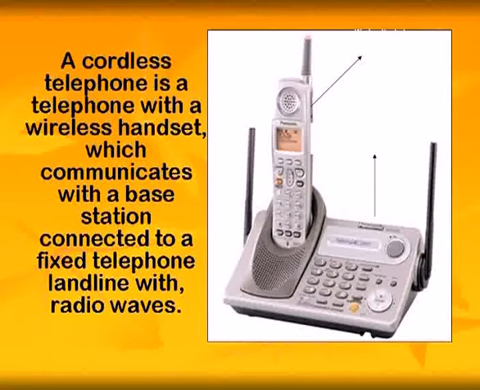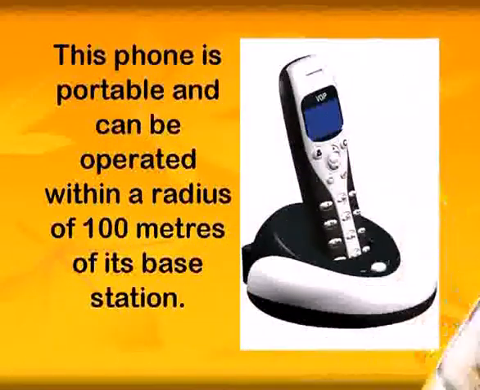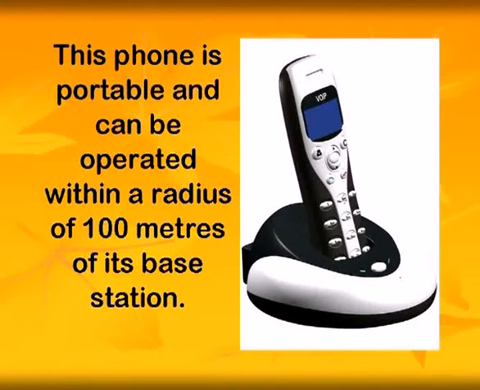A cordless telephone is a telephone with a wireless handset which communicates with a base station connected to a fixed telephone landline. It is a wireless phone because its handset is connected to its base station with radio waves. This phone is portable as one can simply pick up the handset and move around an area.